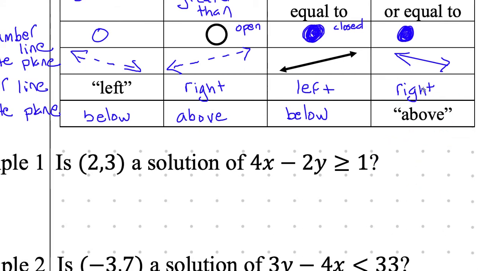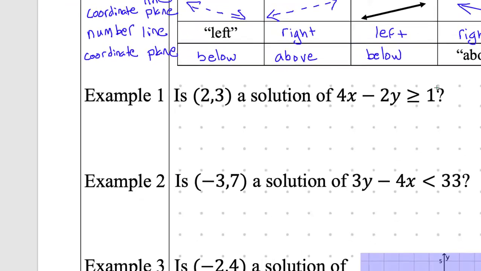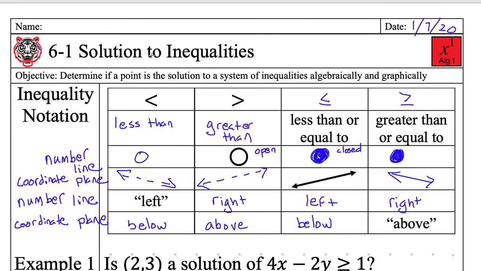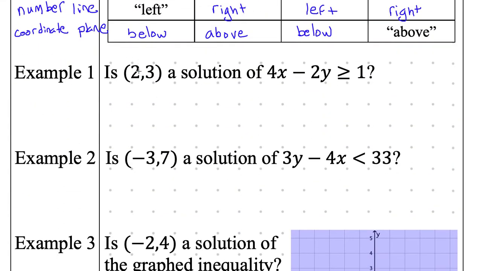All right, so let's come down here and talk about example 1. I just need to test solutions. All we're doing today is asking, is it a solution? So is 2 comma 3, is this point on the graph of this, is that a solution? How are we going to solve this? Anyone want to try? Wow, lots of hands already.